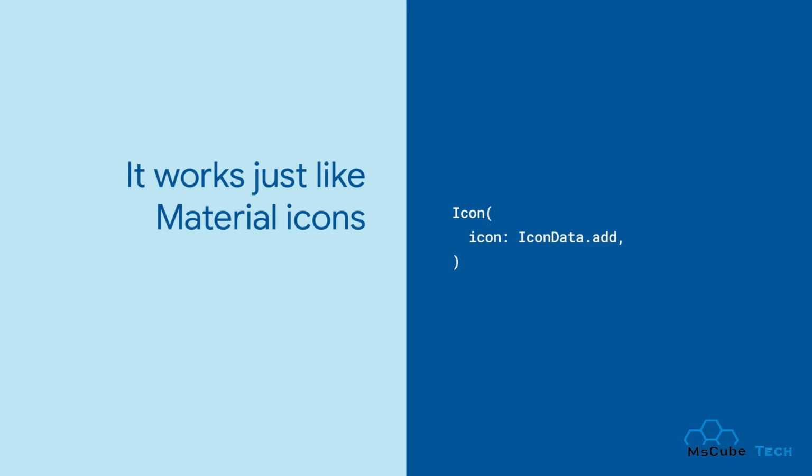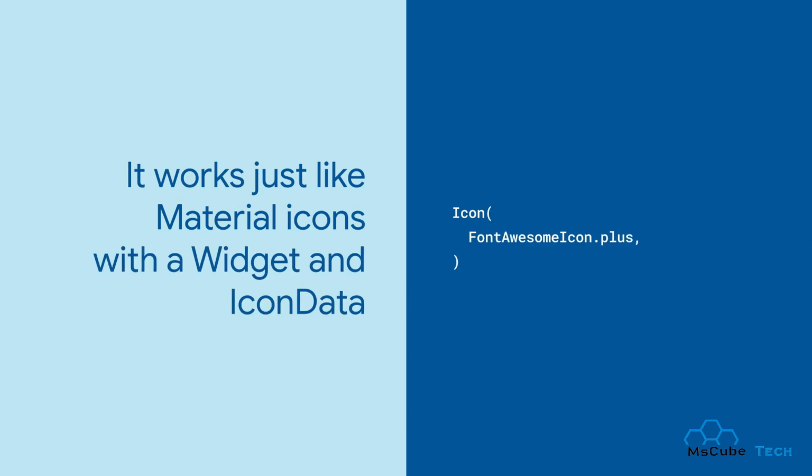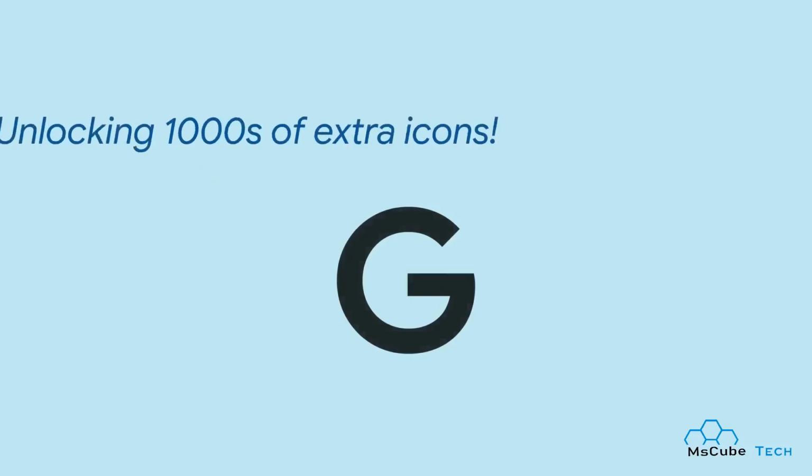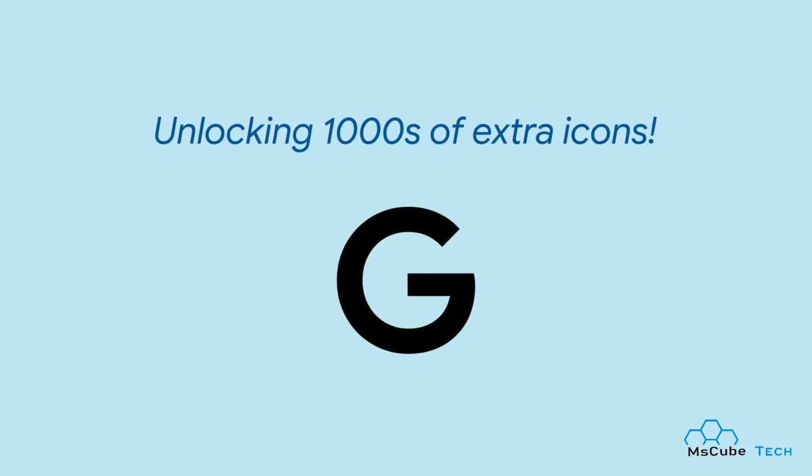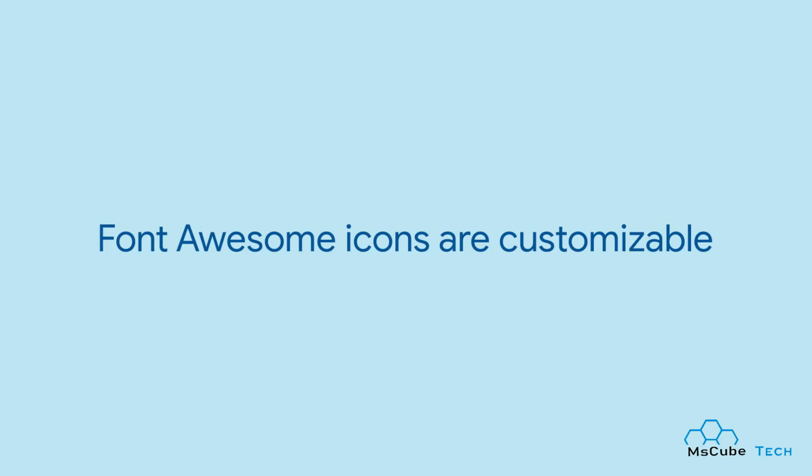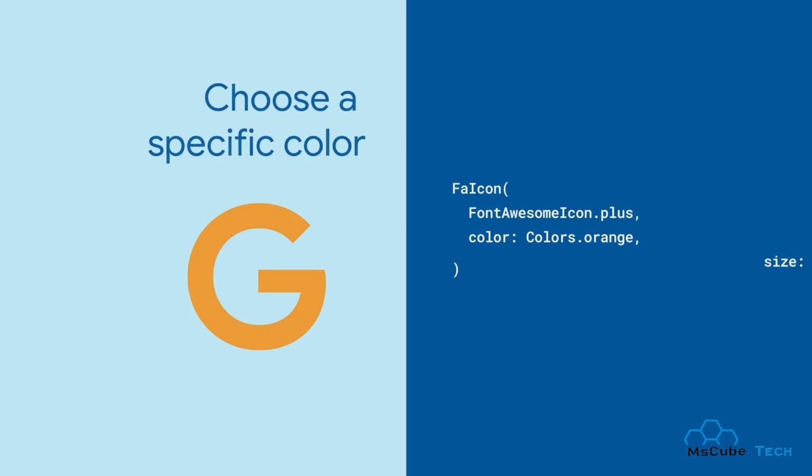The equivalent UI with Font Awesome uses a positional parameter for the icon data value and replaces the icon widget with the FA icon widget. And just like that, your app can display the thousands of extra icons Font Awesome offers. And this can be important if, for example, you want to show the Google G as an icon. And because icons are ultimately just text, you can perform the usual set of transforms on them, like changing their color or changing their size.